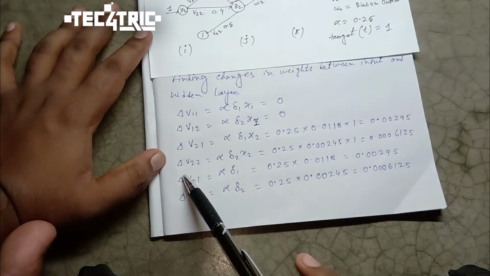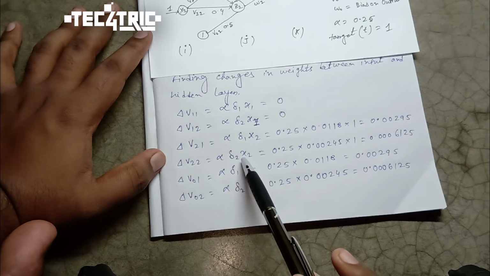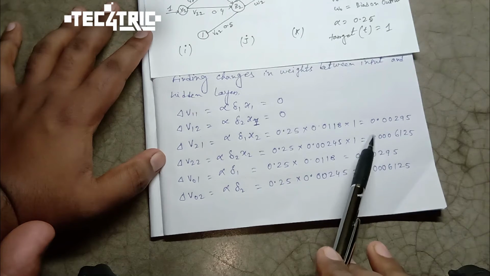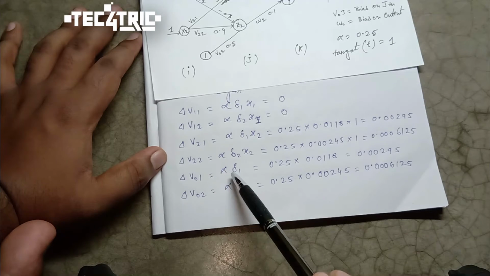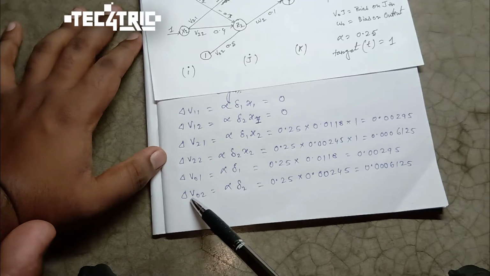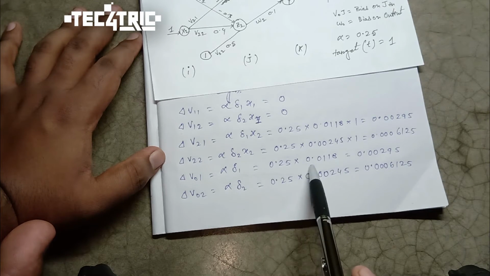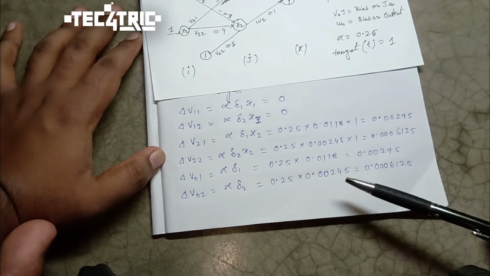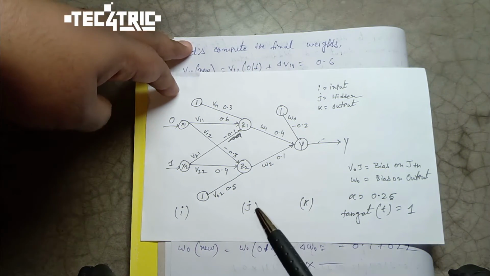In the same way we have to calculate del v22. It will be alpha into delta 2 into x2. You have all the values, just put them in, calculate it, and you will get 0.0006125. We also have to update the biases. So del v01 will be alpha into delta 1 and del v02 will be alpha into delta 2. Just put in the values and you will get 0.00295 for v01 and 0.0006125 for v02. So now we have got all the changes in weights.